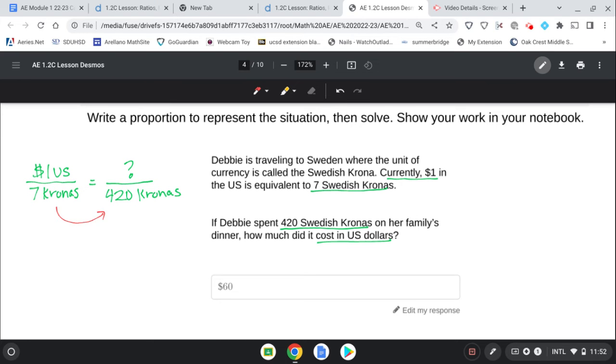And we're trying to figure out how many US dollars that is. So what do you multiply 7 by to get 420? That would be 60. So 7 times 60 is 420. So 1 times 60 would be 60. So that would be 60 US dollars. So 60 US dollars is equivalent to 420 Swedish kronas. So you want to write $60 in your text box.